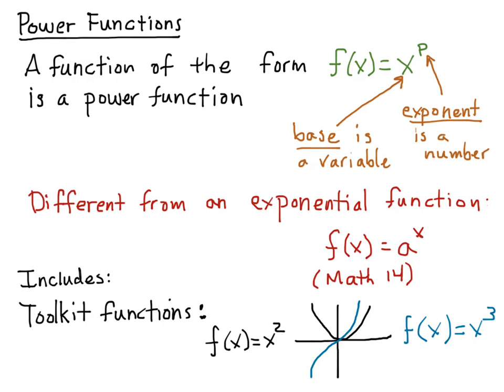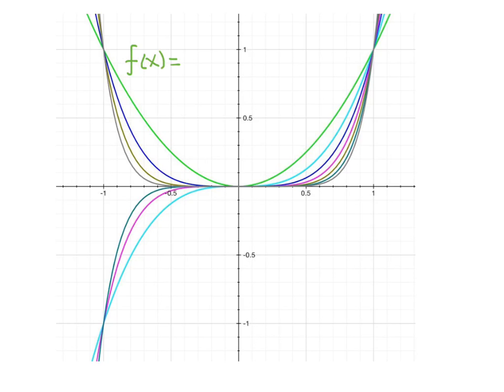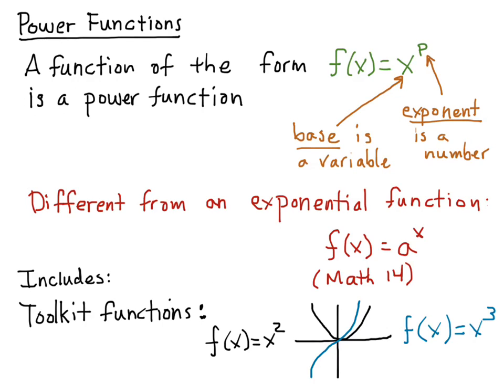Now, I suppose, strictly speaking, the linear function f of x equals x is also a power function because the exponent is 1. We usually consider that a linear function, but it does, strictly speaking, follow the definition of our power functions.